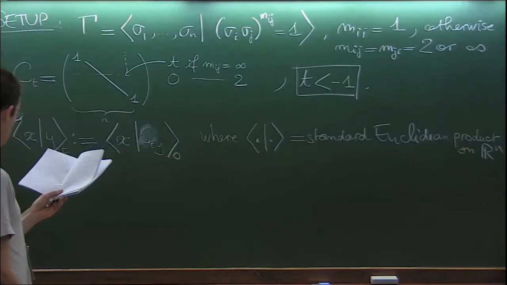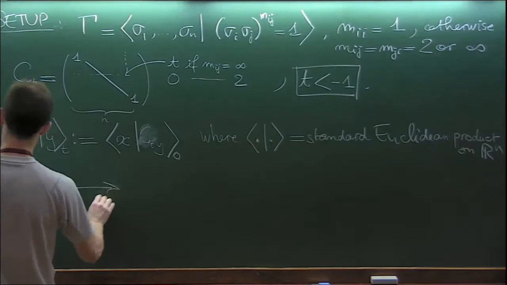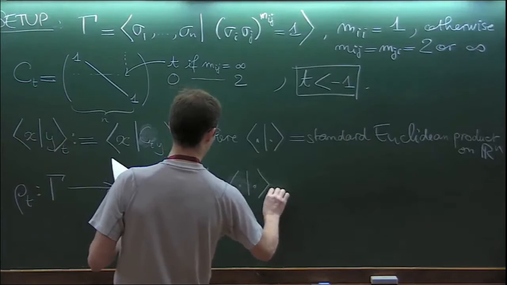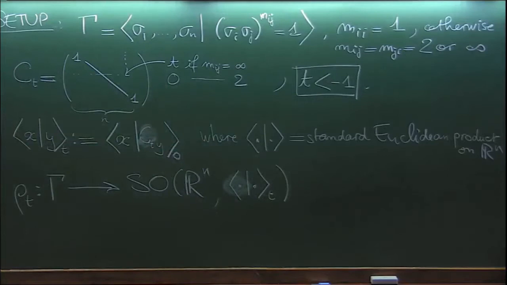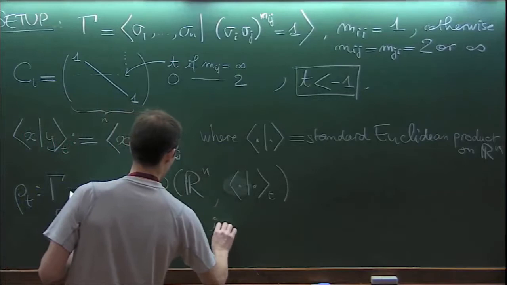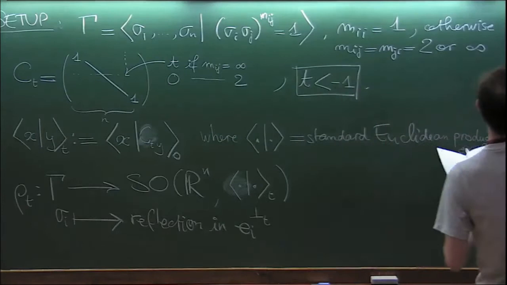All right, so given this, there was this standard Vinberg representation, rho sub t, from gamma to the orthogonal group of our linear form, so O of R^n endowed with C_t, the bilinear product, taking sigma i to the reflection in e_i perp_t. That's the orthogonal of the ith basis vector with respect to the bilinear product t. And Vinberg's theorem was from the 70s.